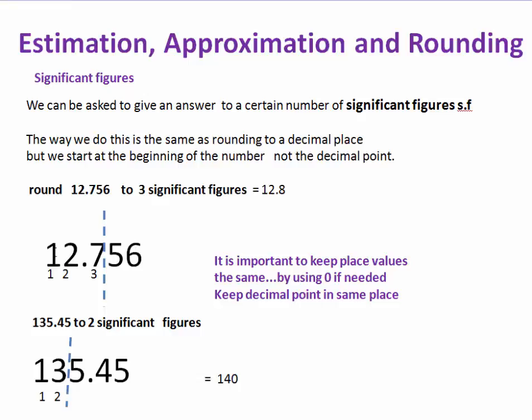12.756 to 3 significant figures. So we start here, so 1, 2, 3 from the beginning of the number. So the answer is going to be 12 point something, nothing else after that. So this will be up to 3 significant figures. Look at the next number. Is that 5 or greater? Yes, it is. So we round up, and this will give us 12.8.